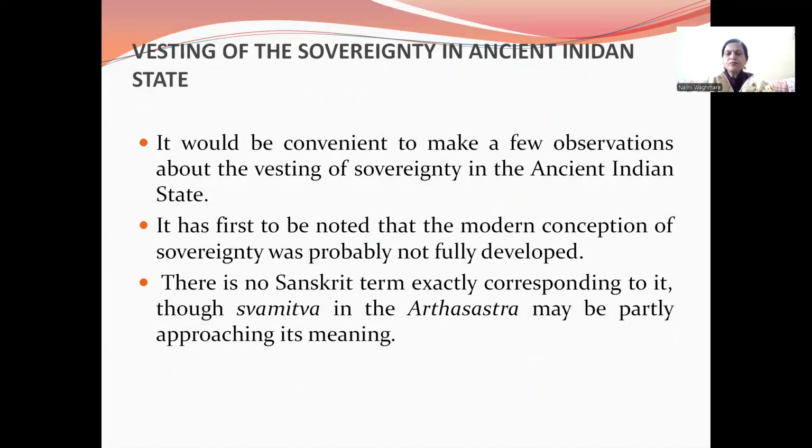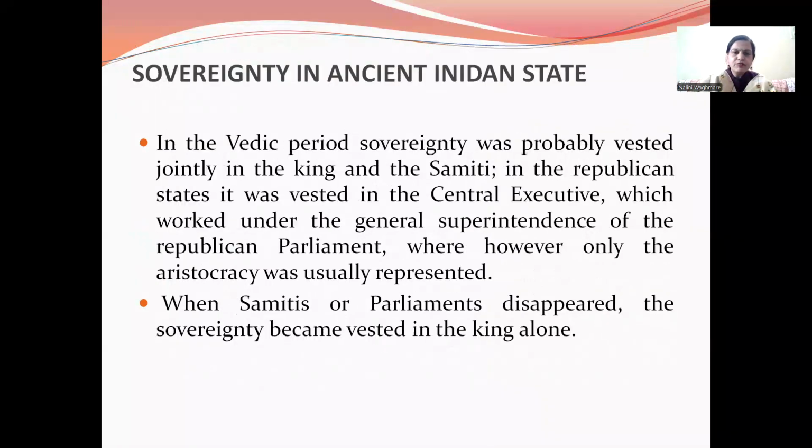Then, on the vesting of sovereignty in the Indian state, it would be convenient to make a few observations about the location of sovereignty in the ancient Indian state. It has first to be noted that the modern conception of sovereignty was probably not fully developed. There is no Sanskrit term exactly corresponding to it, though swamitva in the Arthashastra may be partly approaching its meaning. Sovereignty in ancient India: in the Vedic period, sovereignty was probably vested jointly in the king and Samiti.